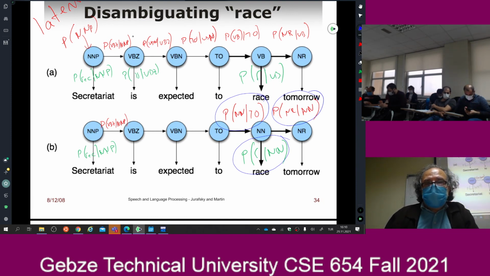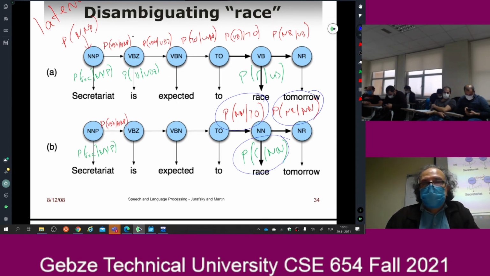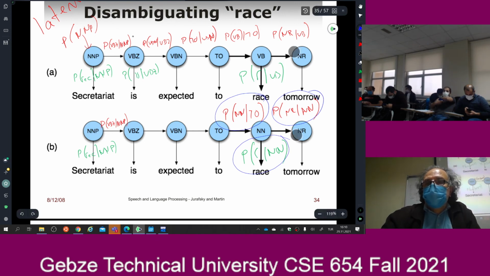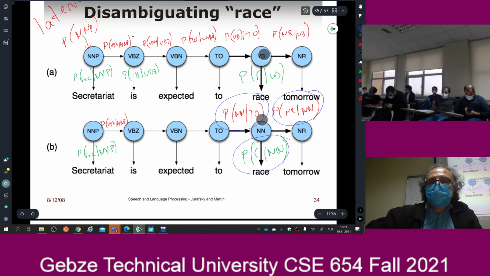Well, I simplified things. What did I say? Well, this is ambiguous. This one is expected. It could be a noun, right? It could be an adjective too. Tomorrow could be a noun, an adjective, an adverb, and so on. So I ignored all of them. I already said that this is ambiguous.